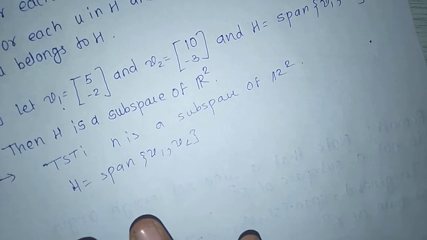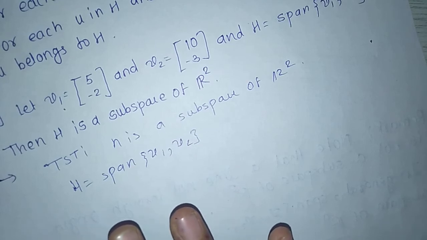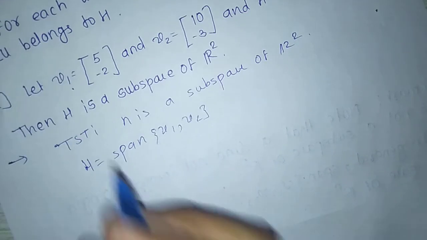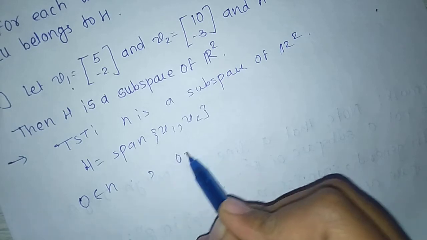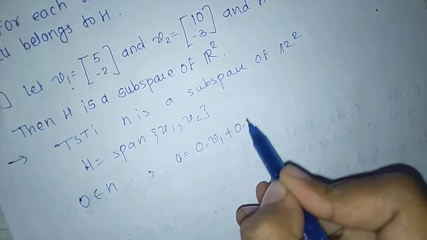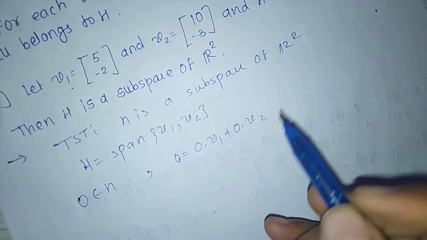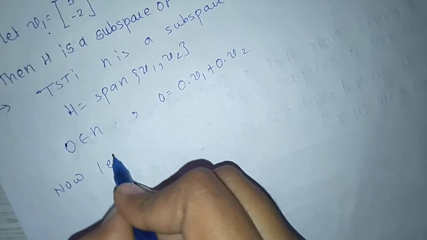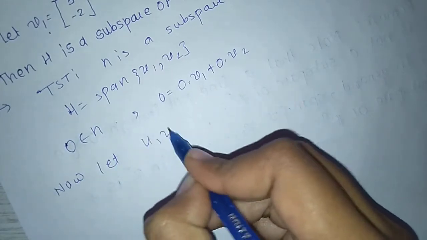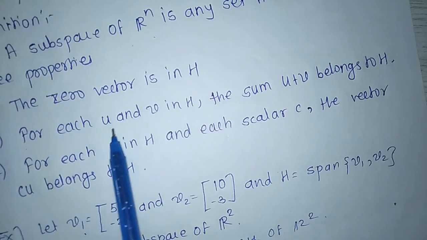Given H equal to span of v1, v2, that means every vector of H can be written as a linear combination of v1 and v2. 0 belongs to H because 0 can be written as 0 equal to 0 times v1 plus 0 times v2, which means 0 belongs to span of v1, v2. Now let u, v belong to H, and from this property we have to show that u plus v also belongs to H.